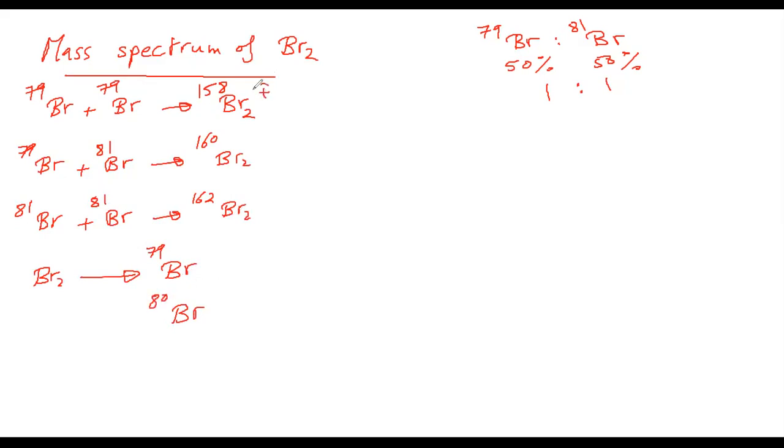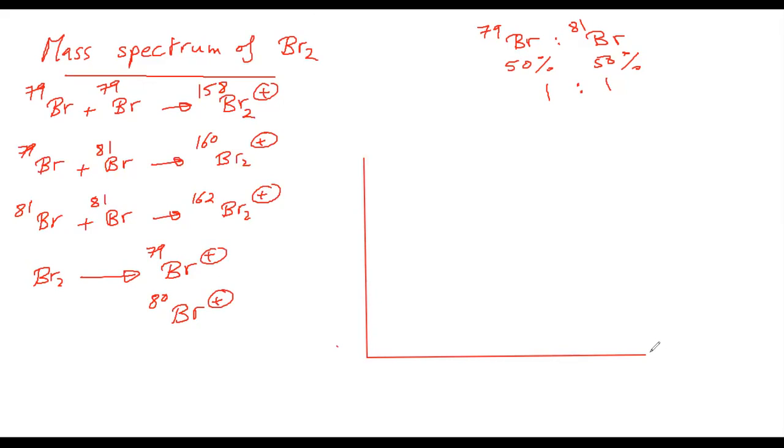All of these, of course, are positive ions because in the mass spectrometer, we always get positive ions, as we said before. So here in this mass spectrum of bromine molecules, we get the mass over charge, and here we get the percentage abundance. And we will find that we have 3 peaks, in the ratio 1 to 2 to 1.